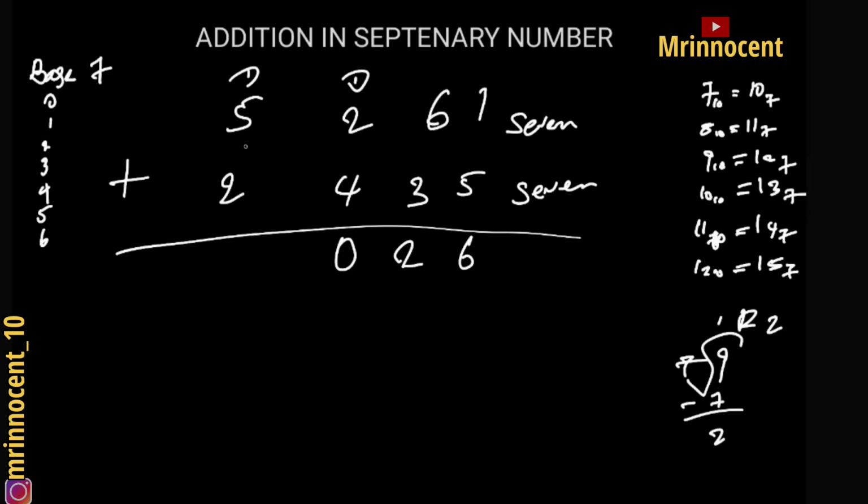Next, 2 plus 5 is 7, plus 1 is 8, and 8 in base 7 is 1. Take the remainder to the next, bring it down, have 11026 in base 7.